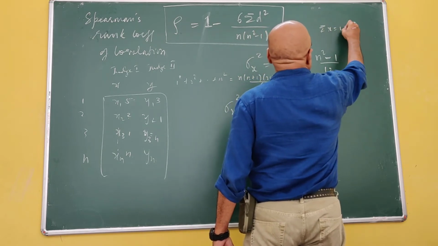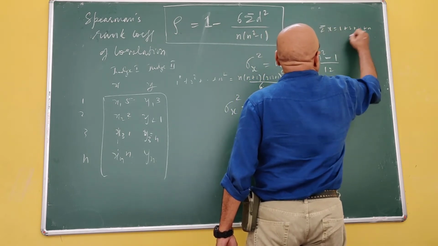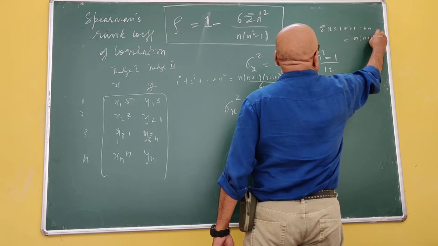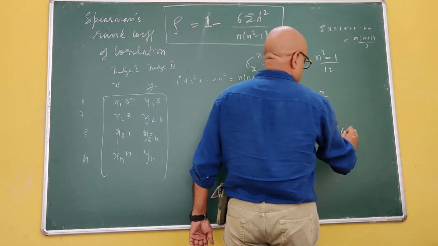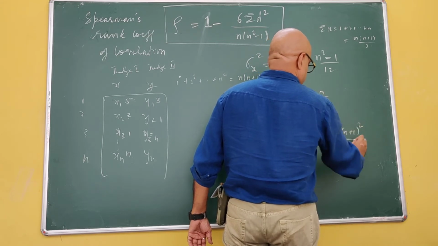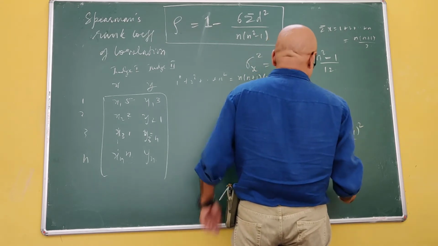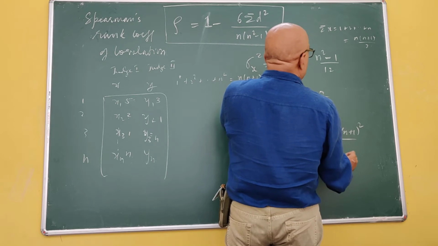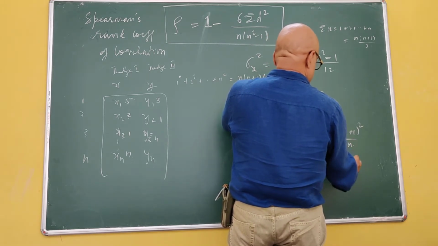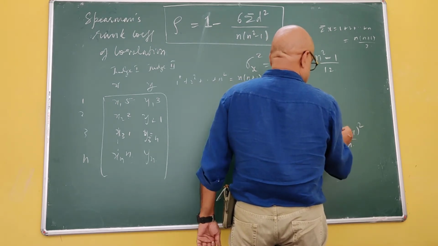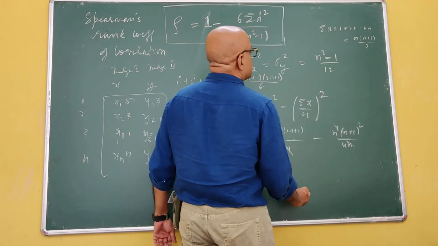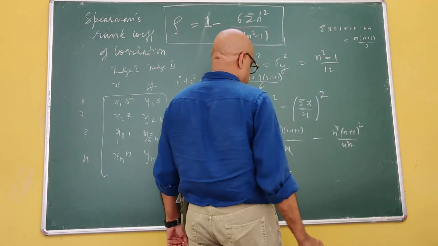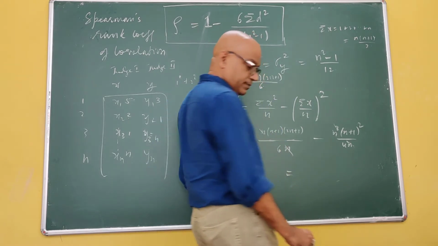summation x will be 1 plus 2 plus up to n, and that is n into n plus 1 divided by 2, but there is a square, so that becomes n squared, n plus 1 squared divided by 4, and there is already a divided by n there, so one n gets cancelled. You simplify this and you see that this becomes n squared minus 1. How do you simplify? Well, let's do it.